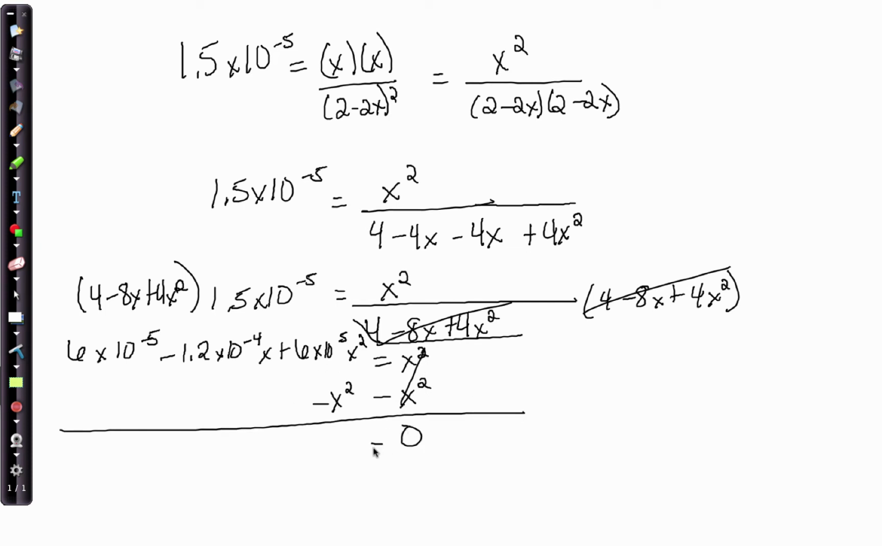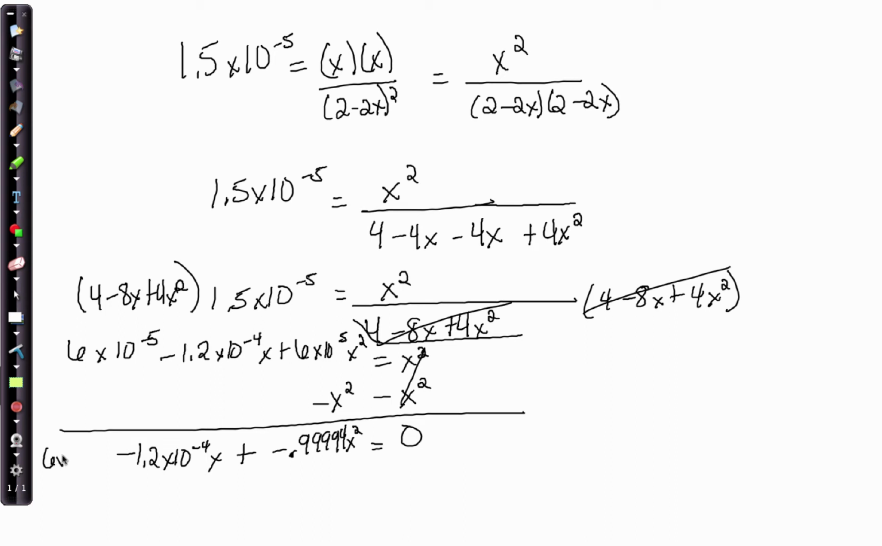So I should get 0 on this side. And then these are both x squared, so I can go ahead and just combine those. So negative 1 plus 6 times 10 to the negative fifth will give me, or not times, I'm sorry, you're adding them together. So that's going to be negative 0.99994 x squared. All right, and it looks like we have our expression now.